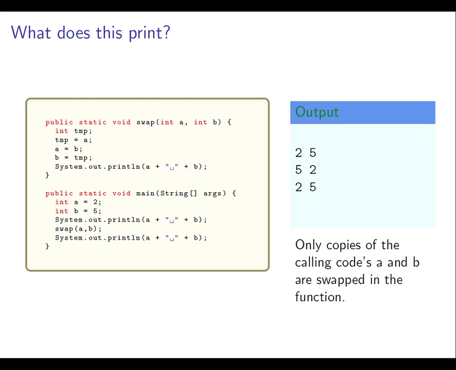So we start off with a being 2 and b being 5, and we print that out in the top line. And then we call the swap function, and within the swap function the 2 are swapped and printed out the other way round. But once the swap function returns, there is no effect on the values of a and b in the calling function, and so we have the original order.